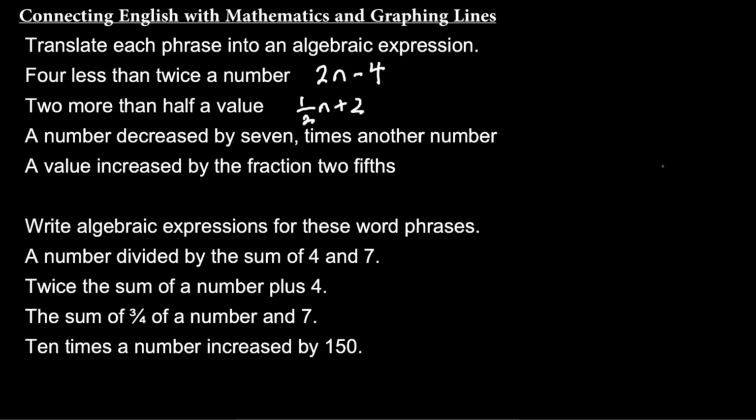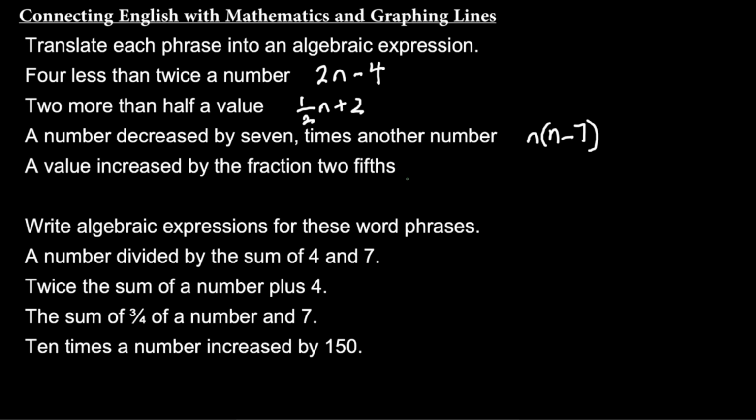Next, we have a number decreased by 7 times another number. So a number decreased by 7 is n minus 7, times another number. What I'll do here is put brackets around the first part, and with a bracket around it and an n outside of it, it means that this number n is going to be multiplied by a number decreased by 7.